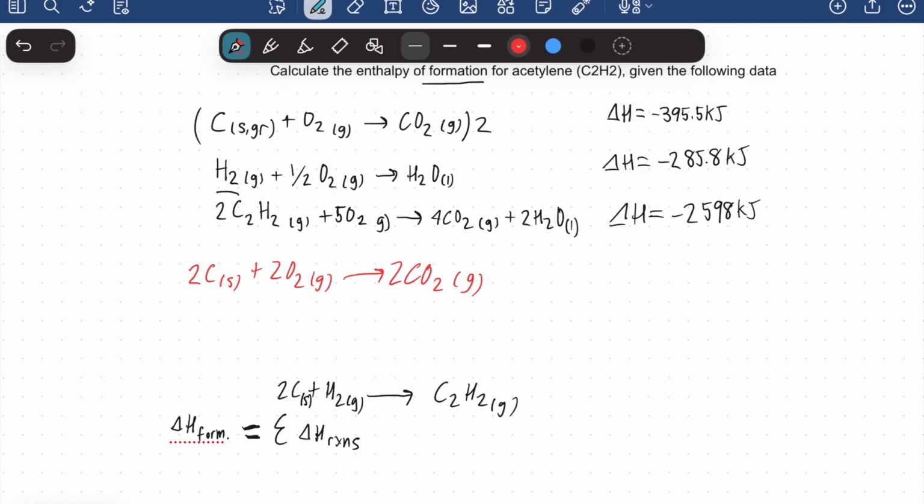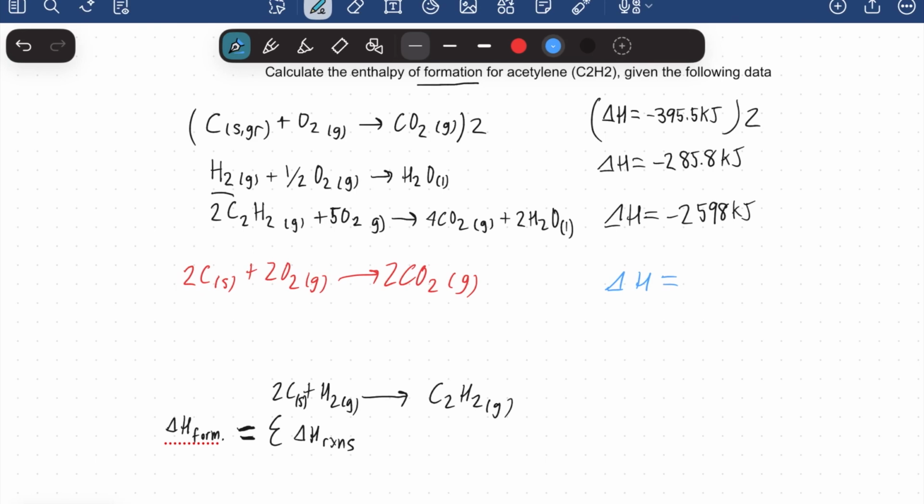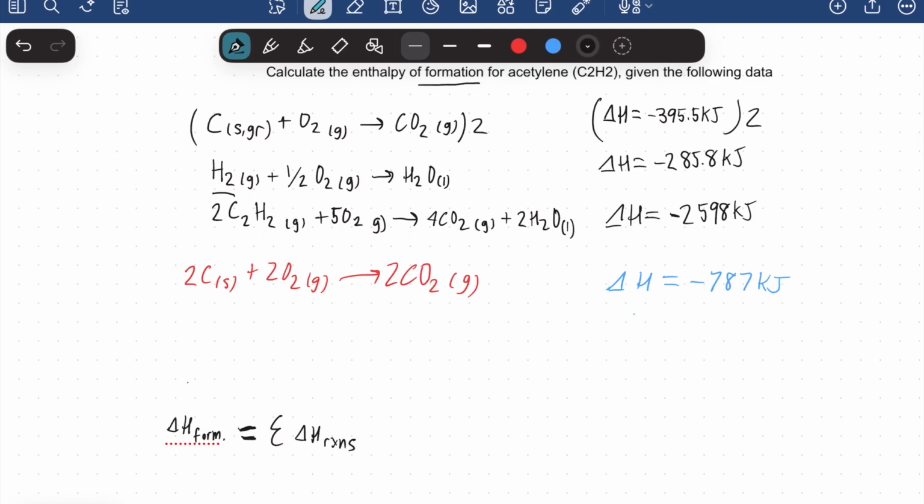And whatever we do to our reaction, we also do to our enthalpy. So we're going to multiply that by 2 as well, and our new change in enthalpy will equal negative 787 kilojoules. Also, all of the units we will be using for this problem are kilojoules, which are units of energy for change in enthalpy and are equal to 1000 joules.